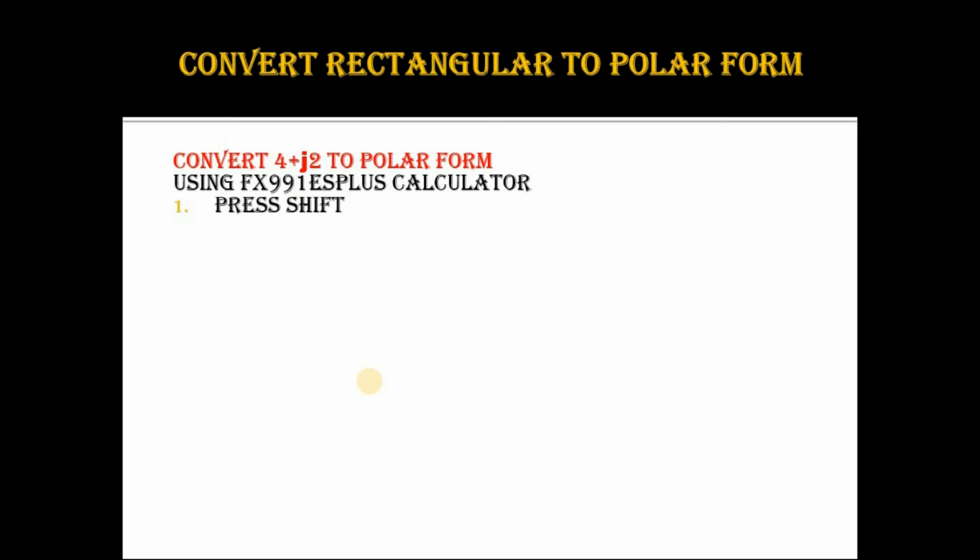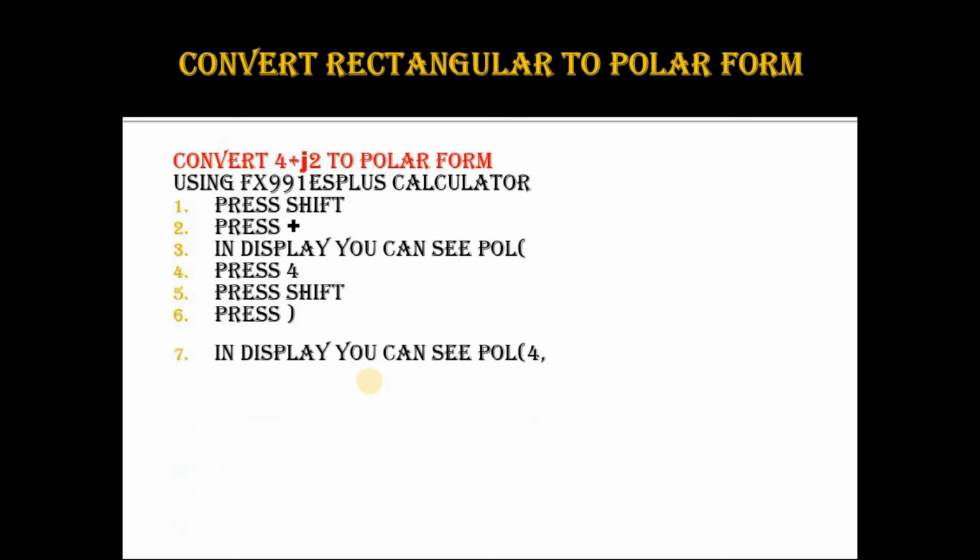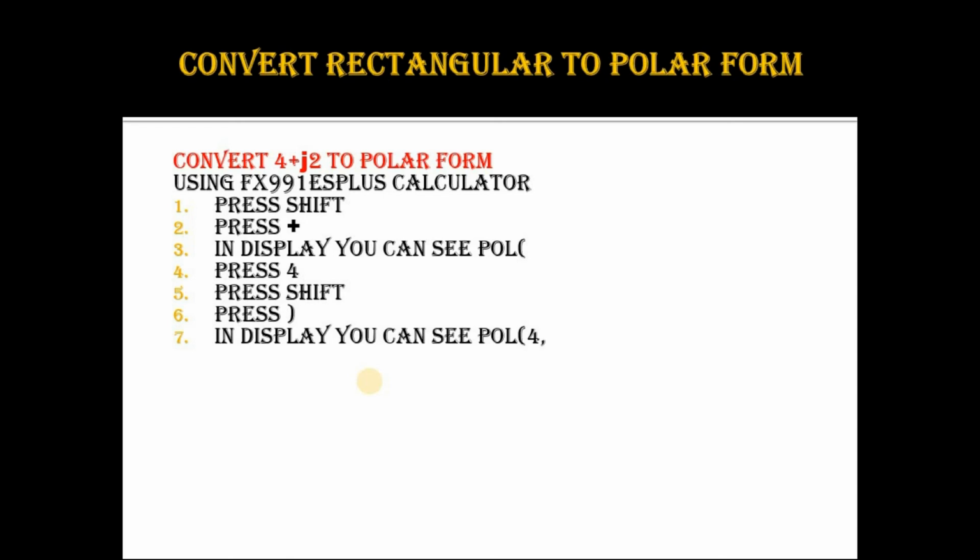Then press shift. Press plus sign. In display you can see polar off. Then press 4. Press shift. Press closing bracket. Now what is in display? Polar of 4 comma.